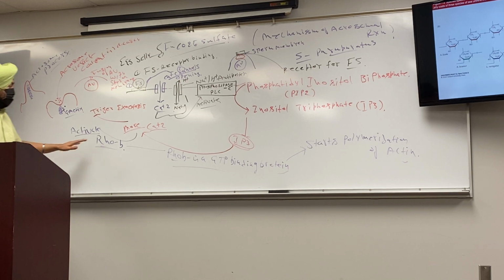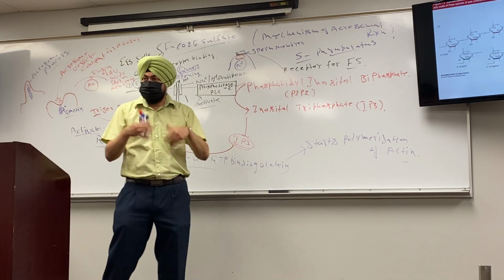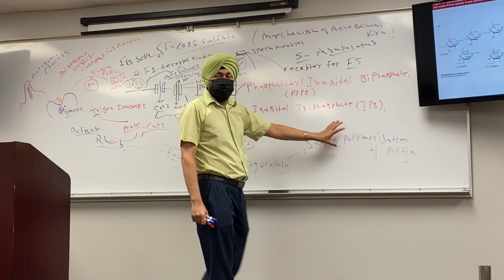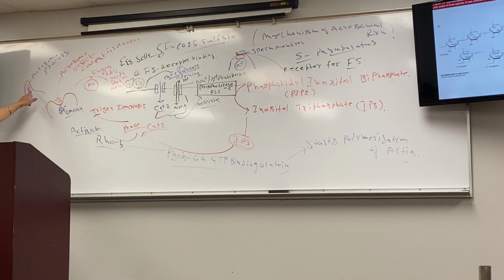And then high calcium activates RHO-B. RHO-B is a GDP binding protein, meaning it's a GTPase. Once it is active, it starts polymerization of actin, and polymerization of actin is going to form an actin microfilament, and that actin microfilament is going to make an acrosome process. So this is how the acrosome reaction takes place.